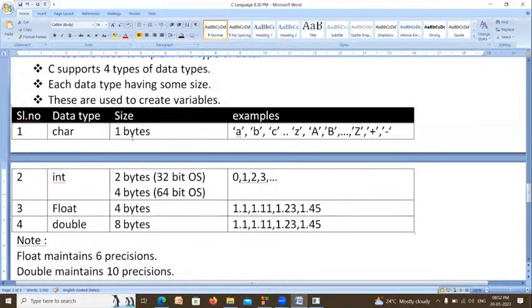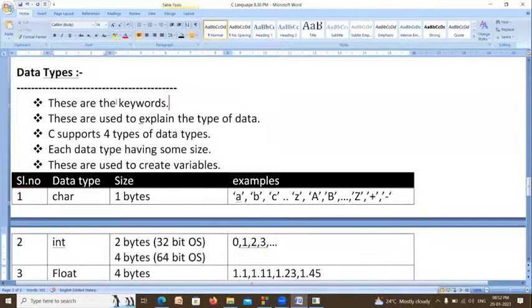So this is the difference between the 4 data types: character, integer, float, and double. Data types are nothing but keywords. Keywords are nothing but reserved words. These are already defined in the system. These are used to explain the type of data, whether character, integer, float or double. So totally 4 data types are there. Each data type has some size, and it is used to create variables. Clear?